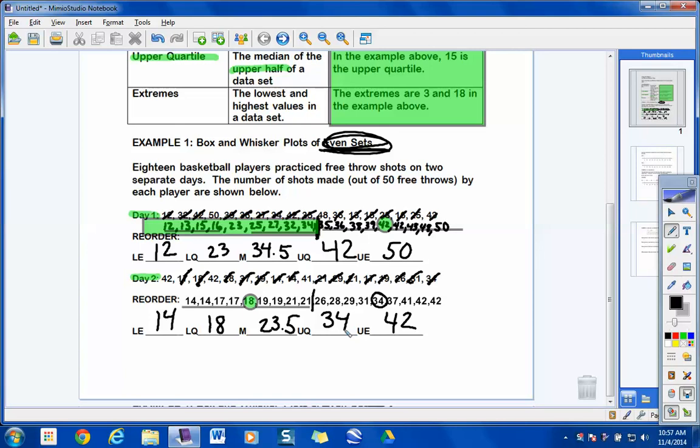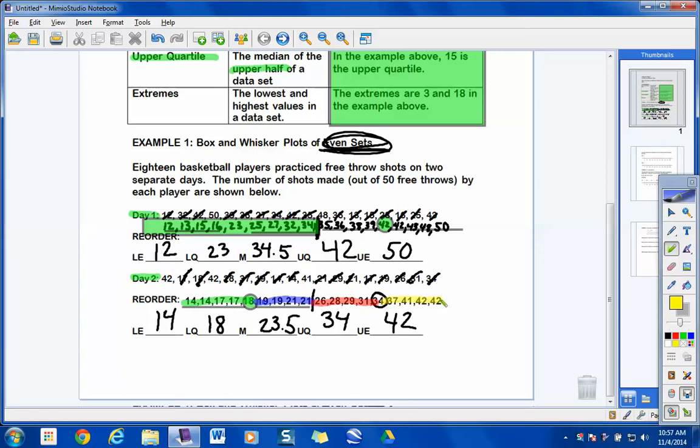So I highlight these here in different colors, all right? My first quartile goes from 14 up to what? Well, up to 18. And then the second quartile goes from 18 up to 23.5, our median here. You guys okay with that? Then the third quartile goes from 23.5 up to what? 34. Now what's the last quartile going to go to? 34 to 42. Okay.